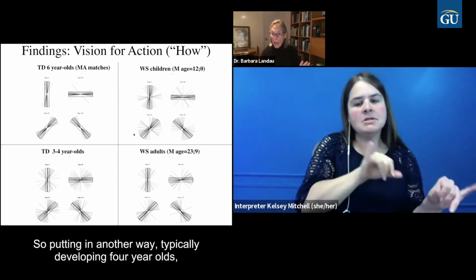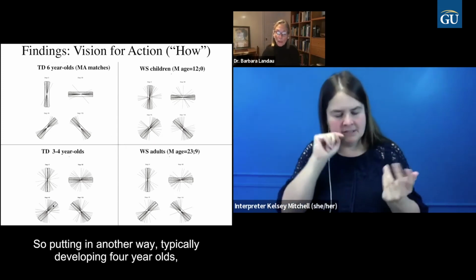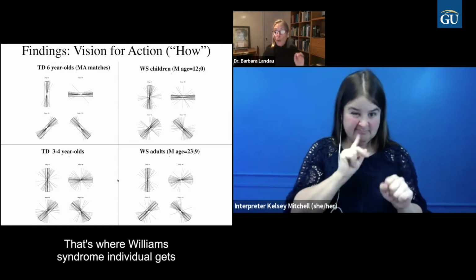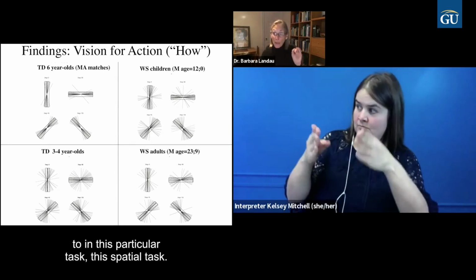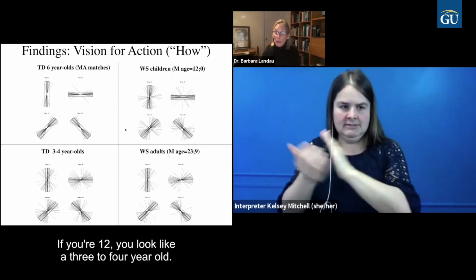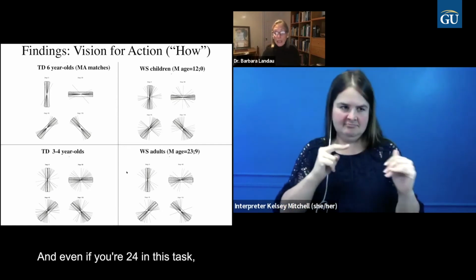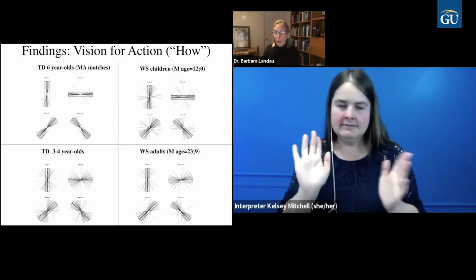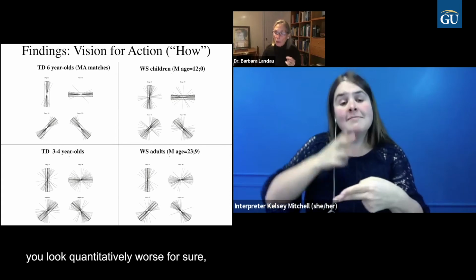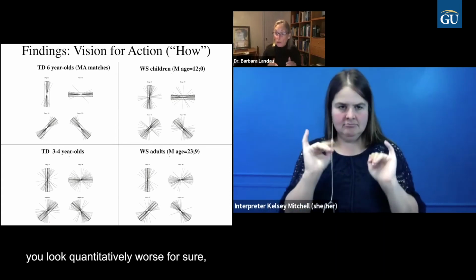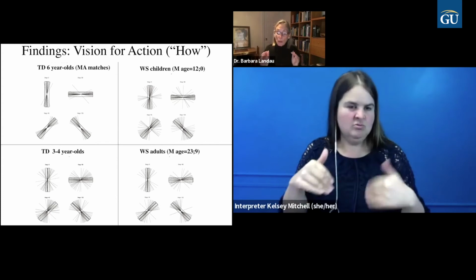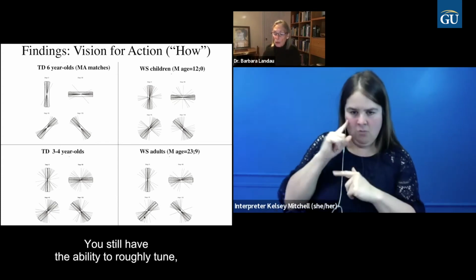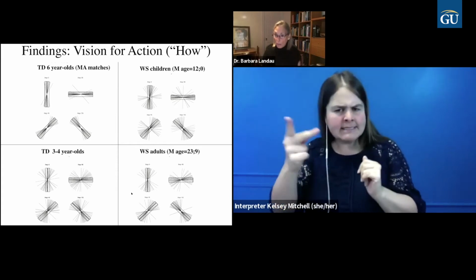So putting it another way, typically developing 3 and 4-year-olds are roughly the equivalent. That's where a Williams syndrome individual gets to in this particular spatial task. If you're 12, you look like a 3 to 4-year-old. And even if you're 24 in this task, you look like a 3 to 4-year-old. But I want to point out that even though you look quantitatively worse, for sure, because there's more noise, the tuning to the actual slot is still there. You still have the ability to roughly tune, but there's a lot more noise.